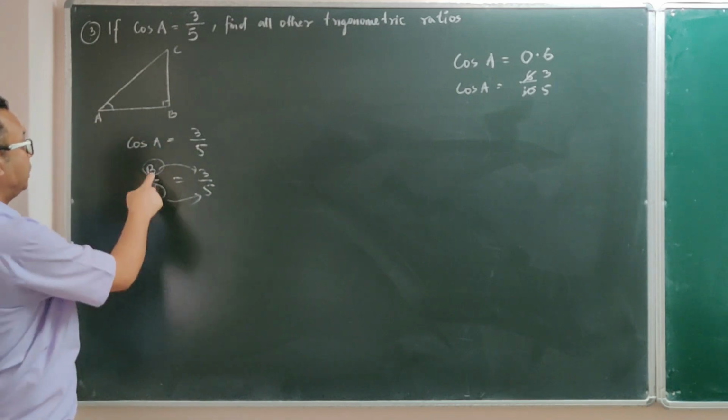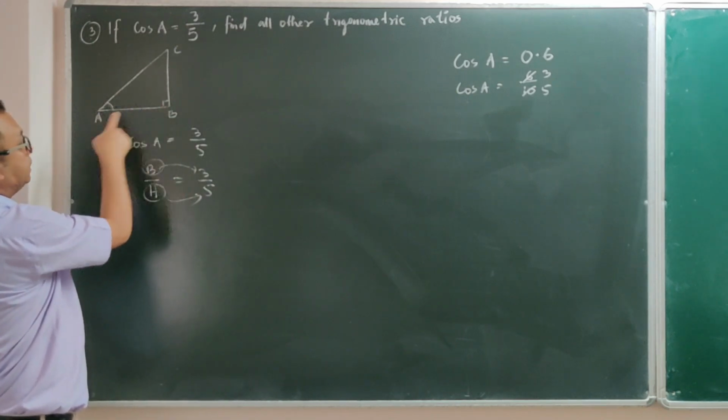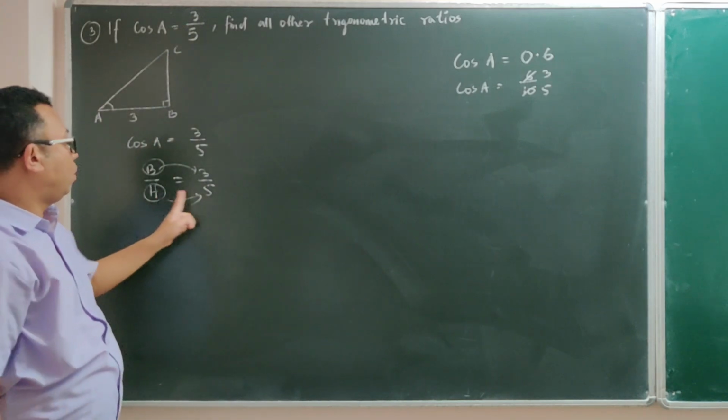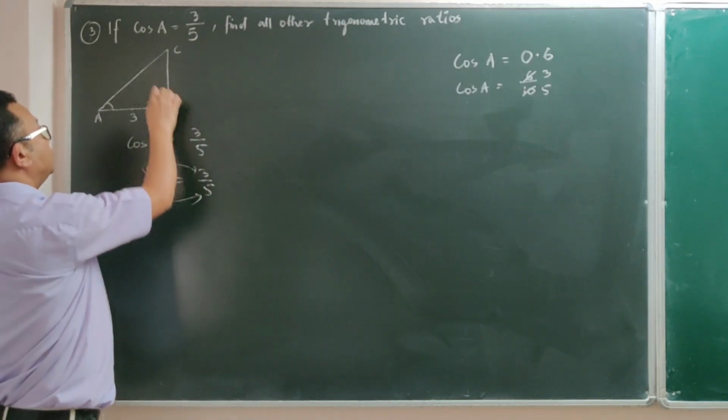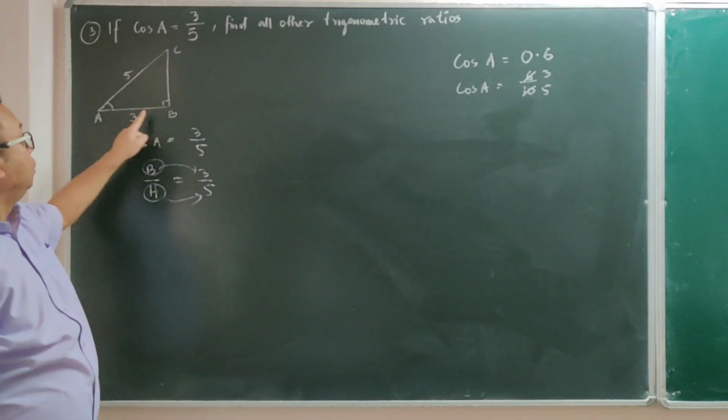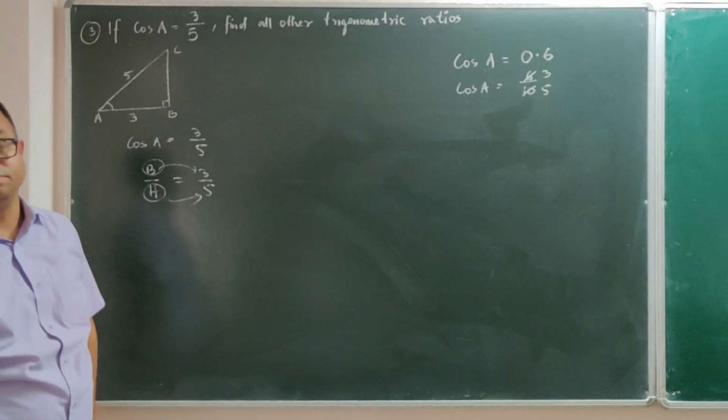Okay, base. Base is this one, angle is here, 90 degrees here, so base is this. So base I will take as 3. Then hypotenuse, opposite to 90 degrees, I will take as 5. Now in this triangle, you can see two sides you know, one side is missing.